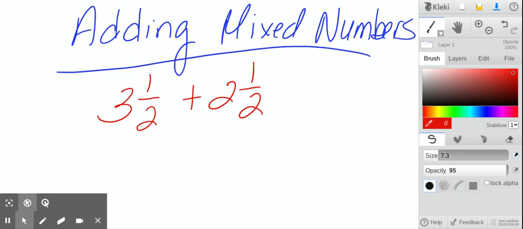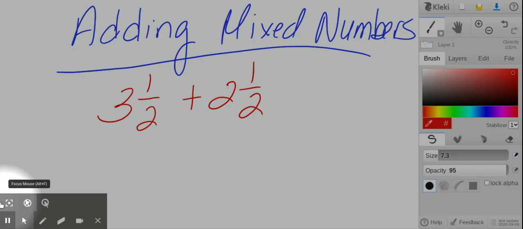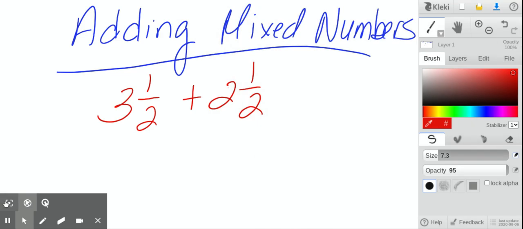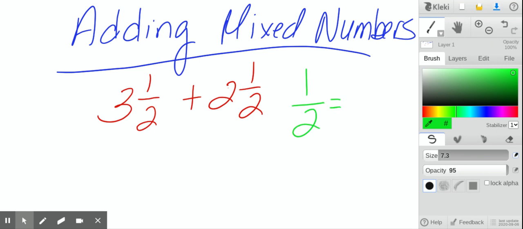Okay, quick review on adding mixed numbers, something that you should have done when you were in elementary school. So if I have 3 and 1/2 and I'm adding 2 and 1/2, well, when we have a mixed number that has a fraction that is a half, that's pretty easy. We should know what that is as a decimal. 1/2 is equivalent to 0.5 as a decimal, right? So if you think of money, you would think of like maybe that's 50 cents, all right?